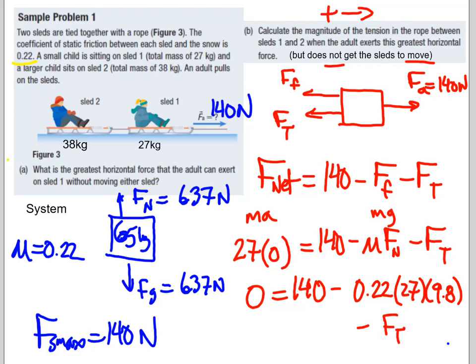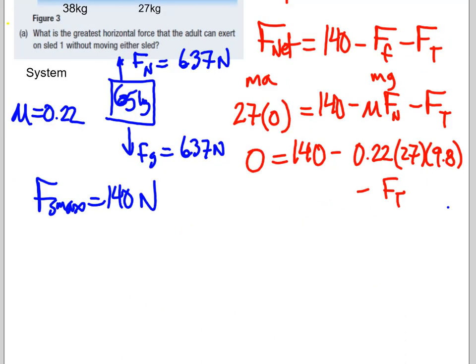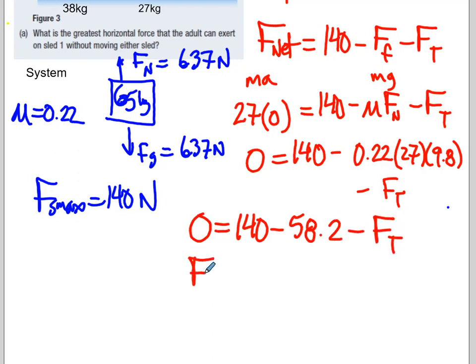Okay, so I'll give you a second if you want to try that. I'm going to give myself a little bit more room here to solve. So now 0.22 times 27 times 9.8. Let's say it's 58.2. So I have 0 equals 140 minus 58.2 minus Ft. If I solve for Ft, I get 140 minus 58.2, or 81.8 newtons is the tension in the rope.